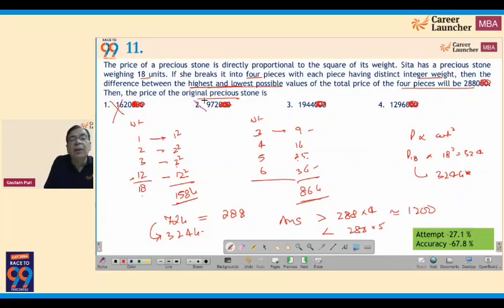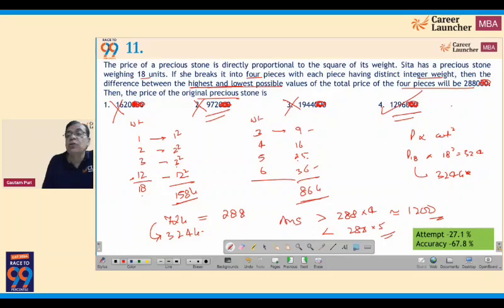Very high. Less than 1200. Low. Correct answer. What is 288 into 4? 288 into 2 will be 576. 576 into 2 will be about 1172. So my answer has to be greater than 1172. Hence this choice is wrong. My answer has to be less than 1500. Hence the other choice is wrong. So correct answer, choice 4.